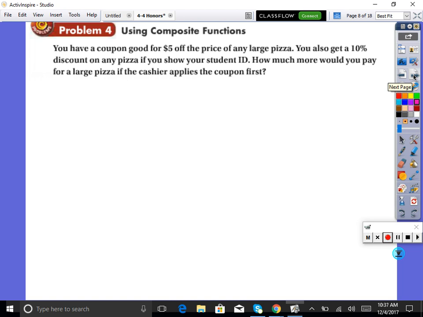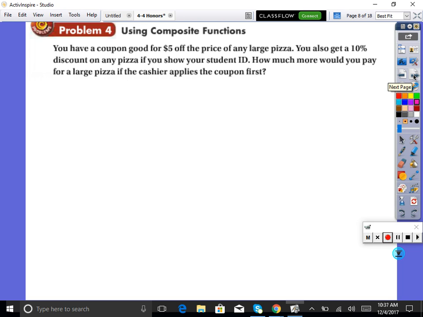So it's this. You have a coupon. I'll tell you the story about my real life experience in a minute. You have a coupon for $5 off the price of any large pizza. You also come in, so you got sent in the mail, for example, $5 off a large pizza. You go in, and they're also having a 10% discount off of any pizza. So you're getting 2 discounts, right? We see this happen all the time in the real world.